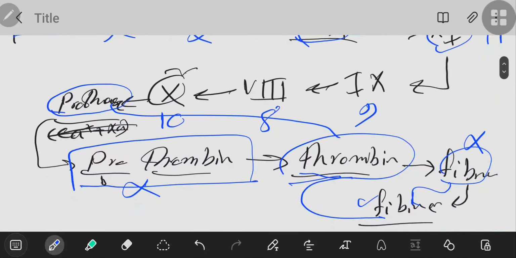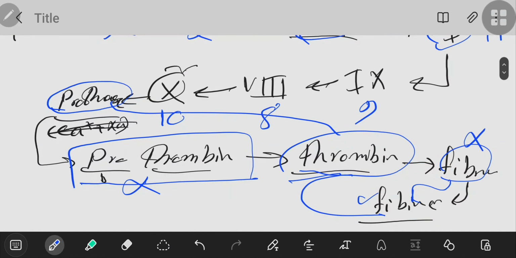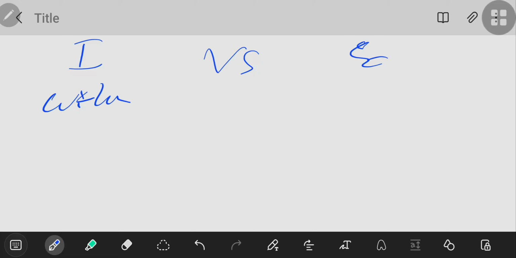So this is for the first pathway. And also, let's discuss a little bit about the difference between the intrinsic pathway and the extrinsic pathway. From the name, the intrinsic pathway is within the blood vessels, and extrinsic is outside the blood vessels. Like here, I told you there is something inside the vessels. Here, maybe trauma or injuries from the outside.